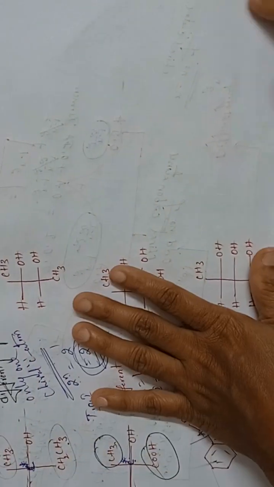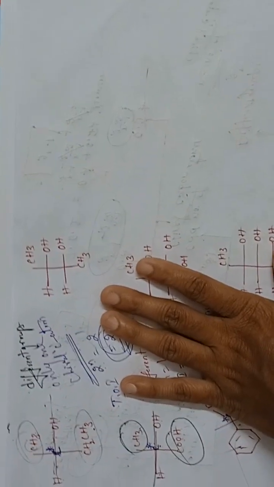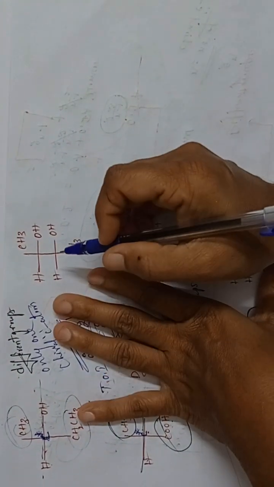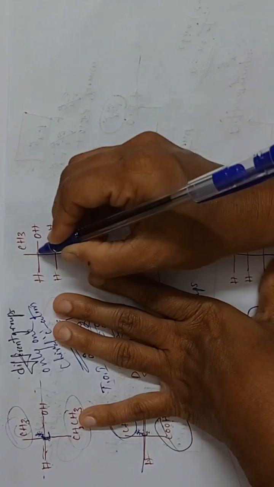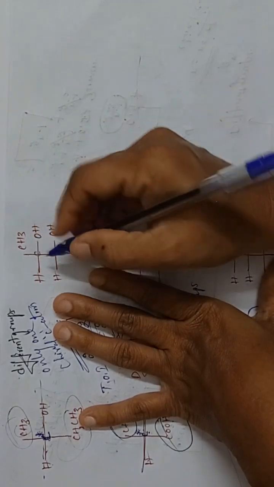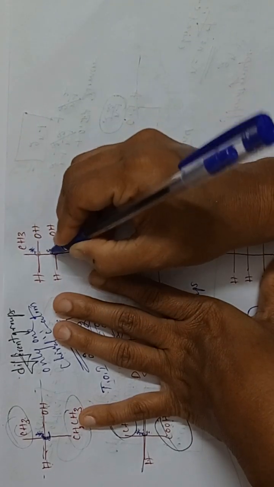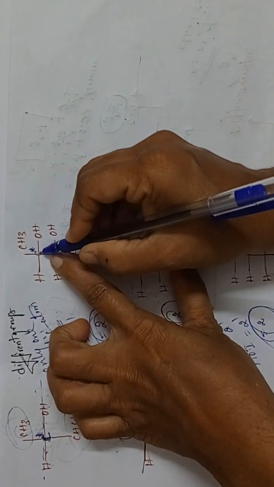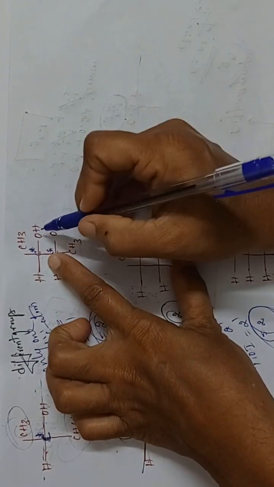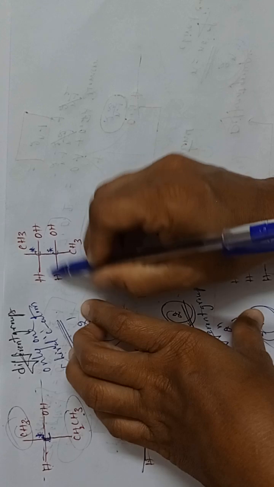Now see this compound, students. Here how many chiral carbon atoms are there? How many chiral carbons are there? This is a chiral carbon, this is a chiral carbon. See here, this is chiral carbon, this is chiral carbon. For this chiral carbon, if I take H, CH3, OH, the fourth group is this one.